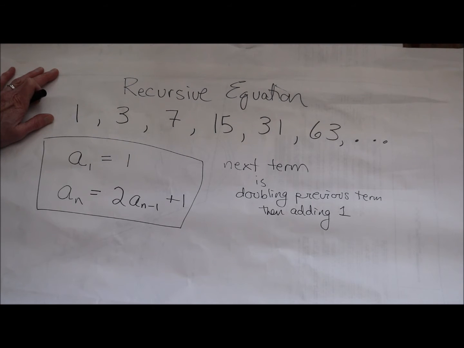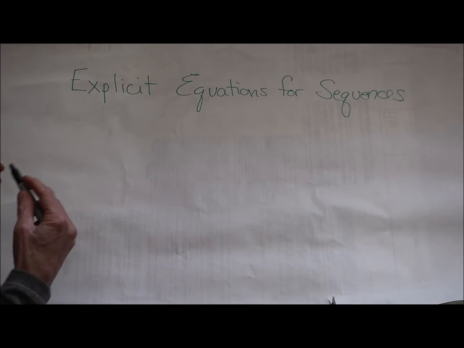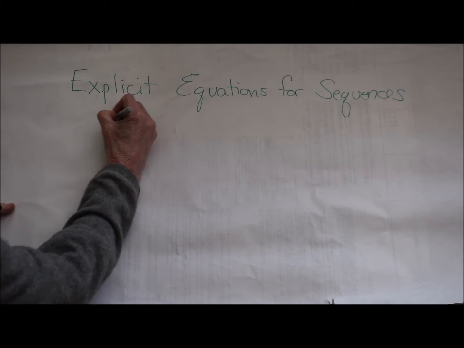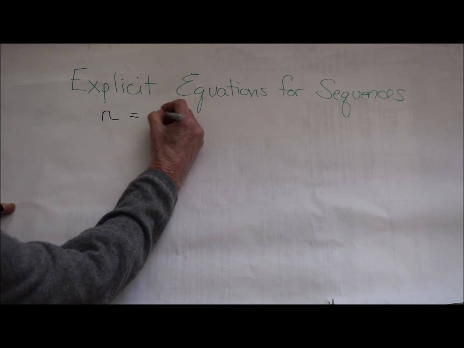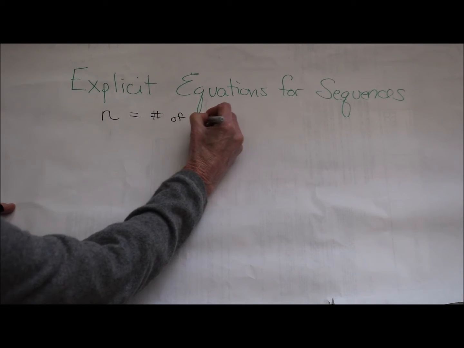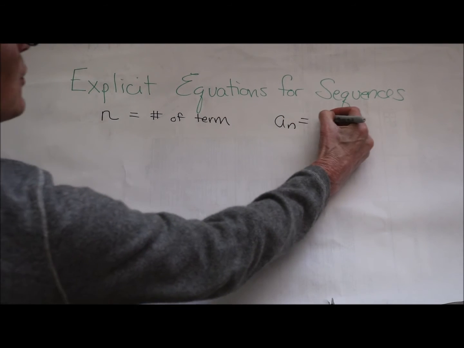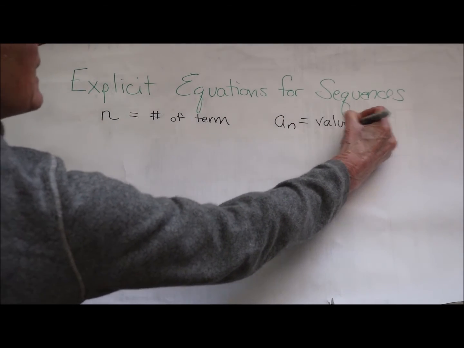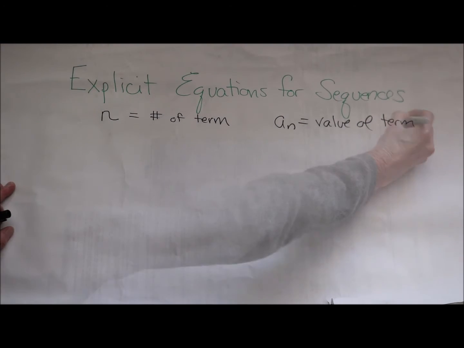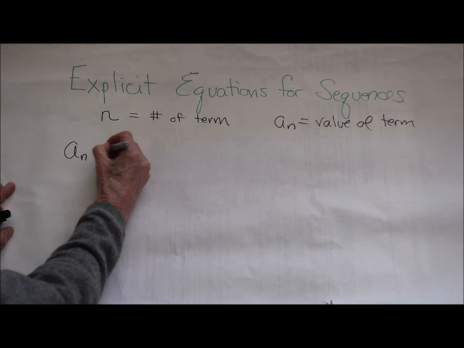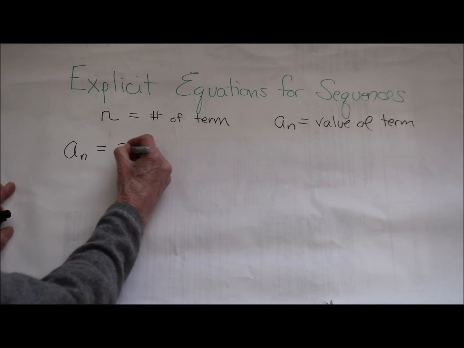So we can often write what's called an explicit equation for sequences. An explicit equation for a sequence allows us to go from n, which is just the number of the term, directly to the value of that term, which is what we call a sub n. Let me show you an example. Here's an example of an explicit equation for a sequence.